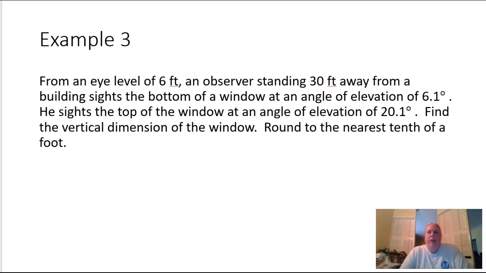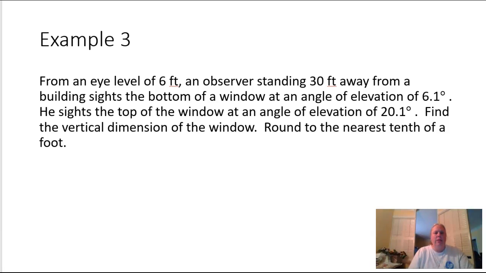This is example 3 from lesson 6.1. From an eye level of 6 feet, an observer standing 30 feet away from a building sights the bottom of a window at an angle of elevation of 6.1 degrees. He sights the top of the window at an angle of elevation of 20.1 degrees. Find the vertical dimension of the window. Round your answer to the nearest tenth of a foot.